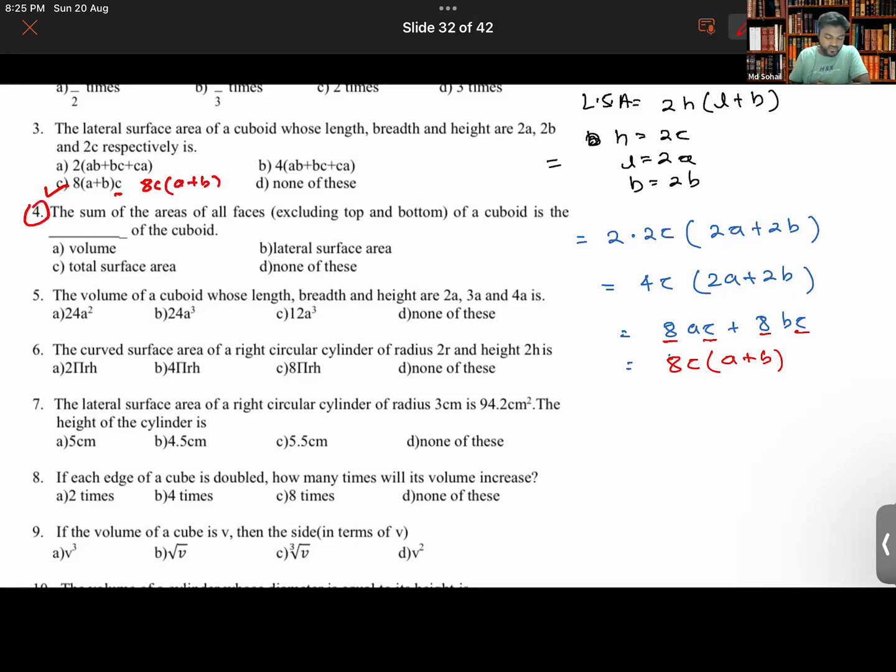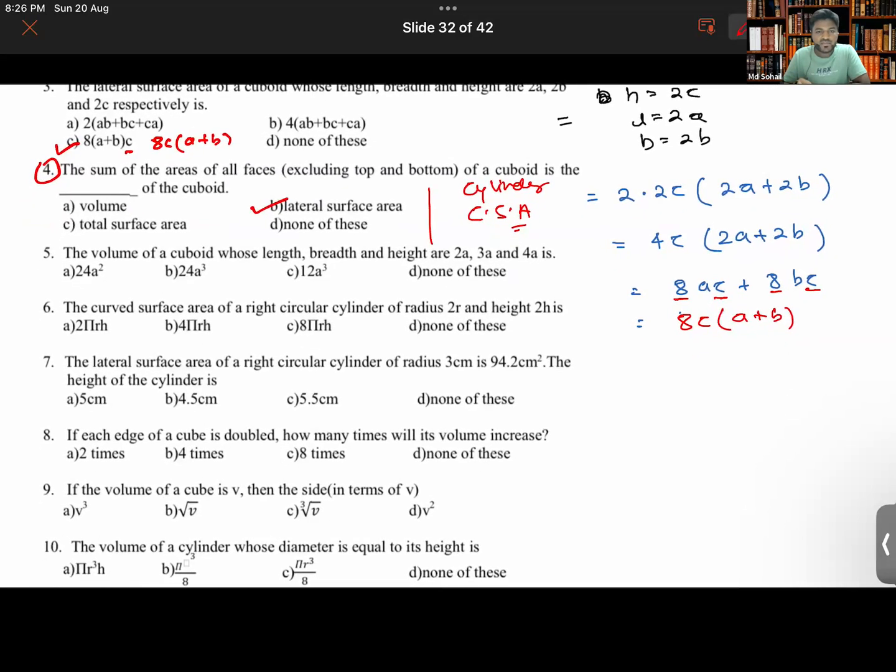Now question number 4, that is pretty simple. Just answer this. No need to write it. Read the question and answer it. Lateral surface area. Very good. What if I was talking about a cylinder? You will call it curved surface area, not lateral surface area. Volume of a cuboid whose length, breadth, and height are given as 2a, 3a, and 4a. That is also simple. That is 24a cube. Good, good.